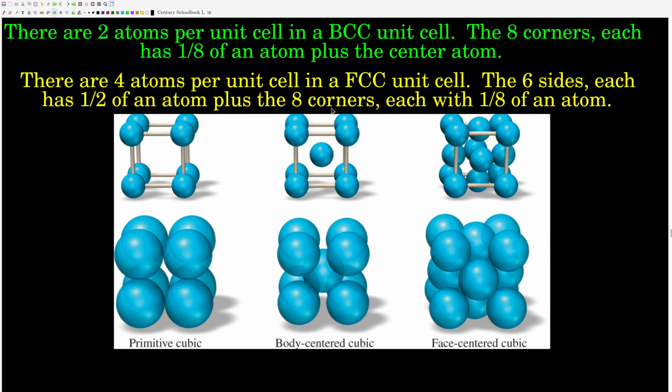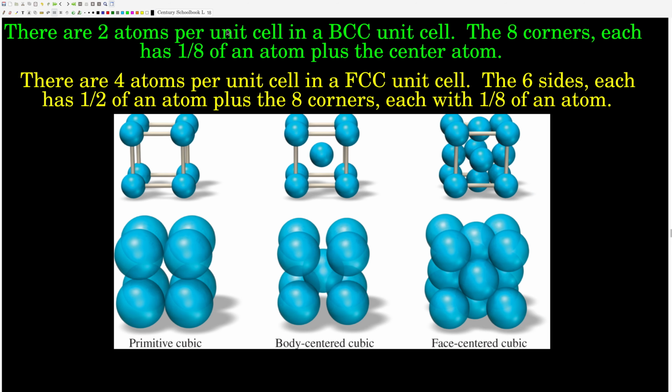So in a simple cubic unit cell, there's 1 atom per unit cell. In a body-centered cubic unit cell, there are 2 atoms per unit cell. The 8 corners each have an eighth of an atom in them, just like a simple cubic unit cell, plus the atom right in the middle. So 1 from the corners plus the 1 in the middle is 2. In a face-centered cubic unit cell, there are 4 atoms per unit cell. There are 6 sides. Each of these sides has 1/2 of an atom. So 6 times a half is 3. Plus 8 corner atoms, each with 1/8 of an atom. 3 plus 1 is 4.